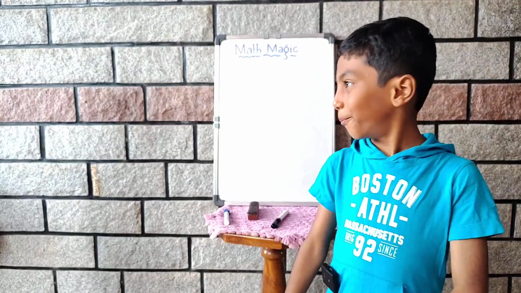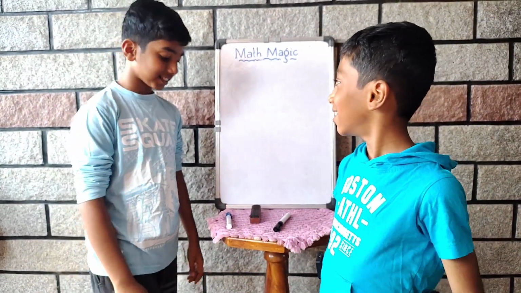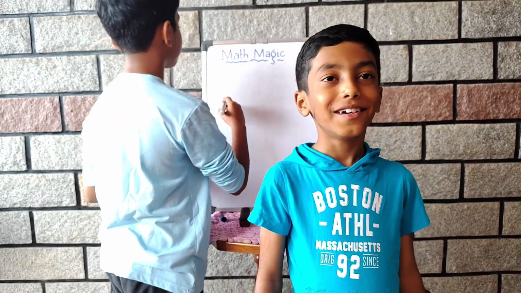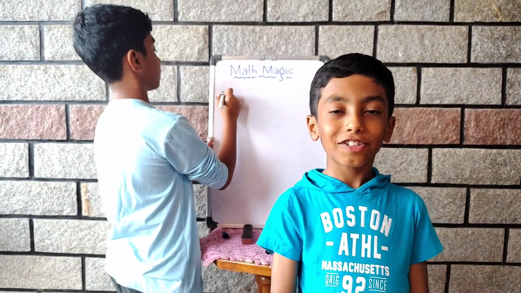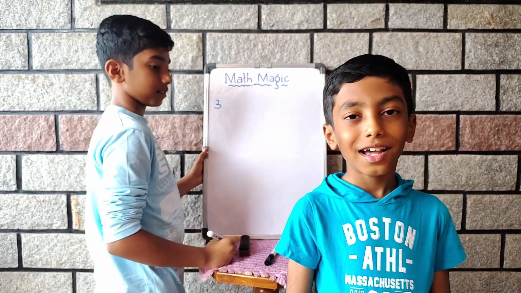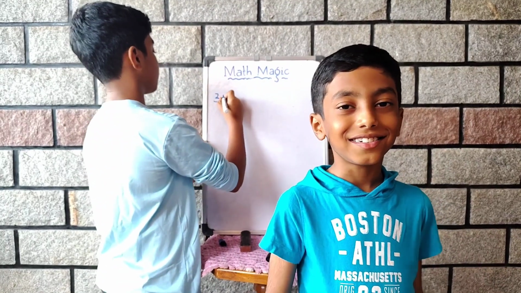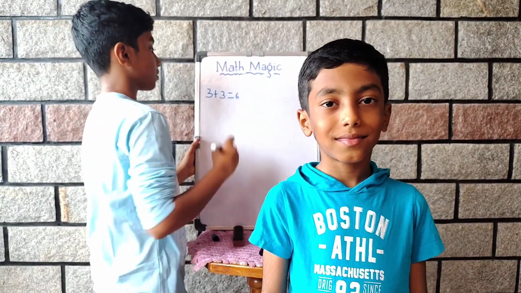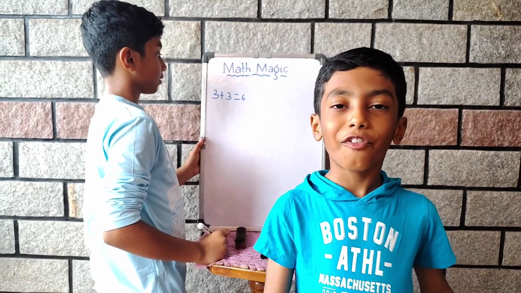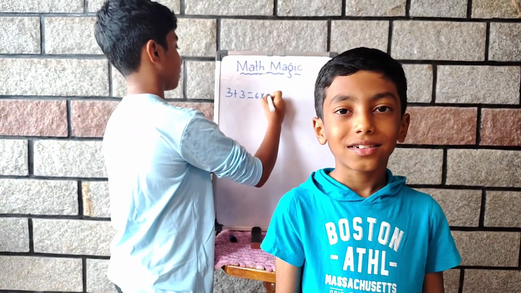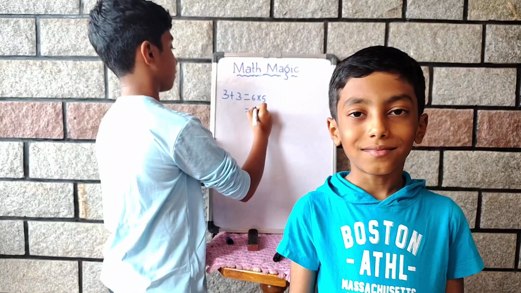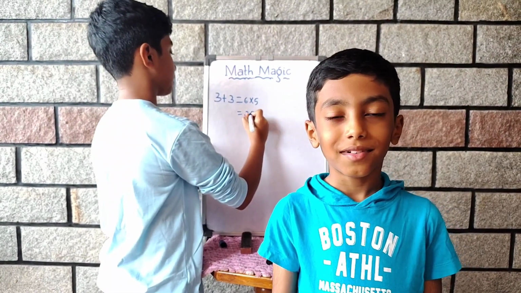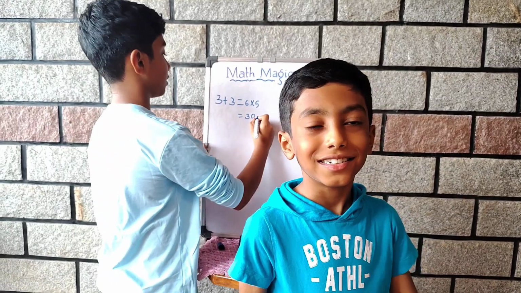One more time. Bro, are you ready? Yes. Let's start. Follow my instructions. Okay. Write your male members in your family. Yes. Add 3. Yes. Multiply by 5. Yes. Add 20.